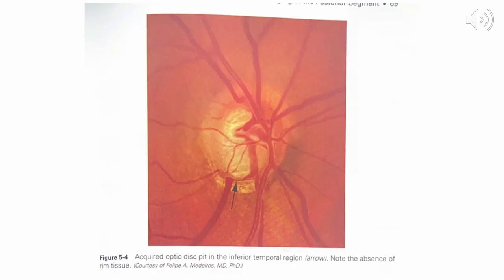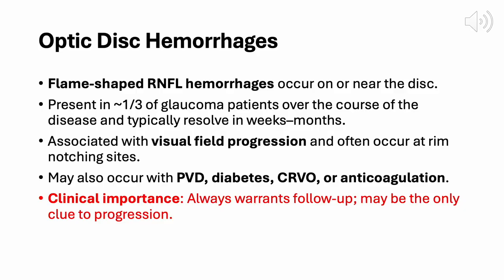This structural defect is concerning because it is often associated with a high risk of disease progression and visual field loss, particularly when it develops in areas typically affected early in glaucoma, such as the inferior rim. Alongside structural changes like vertical elongation of the cup, optic disc pits, lamina cribrosa striations, and nasal shifting of the central vessels, there's another critical finding that can indicate glaucomatous progression, one that often flies under the radar. I'm talking about optic disc hemorrhages.